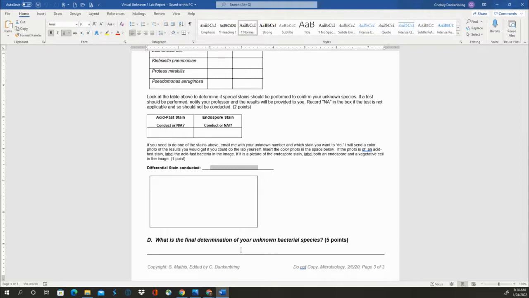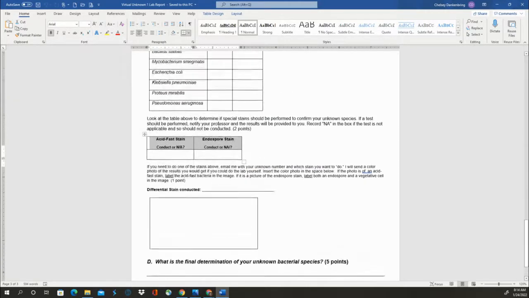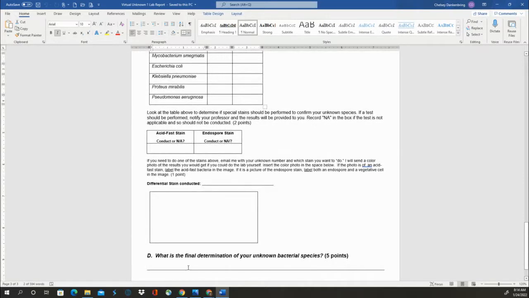So I will give you the colony and the gram stain. You will request a picture of the acid-fast stain or the endospore stain only if your unknown organism needs it, okay? So if you come up here and you tell me that Staphylococcus aureus doesn't need either of these stains, and then you tell me that your organism is Staphylococcus aureus and you've requested the endospore stain, you're going to lose points because all of it has to line up and make sense. If Staph aureus does not need either stain, then don't request a picture of that stain.